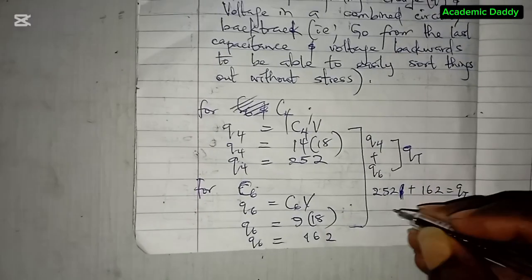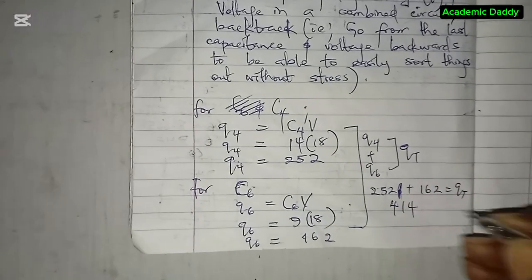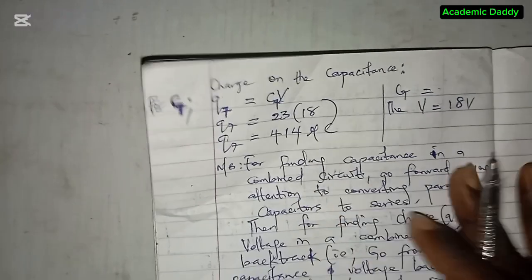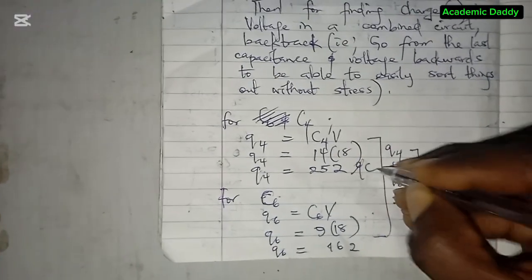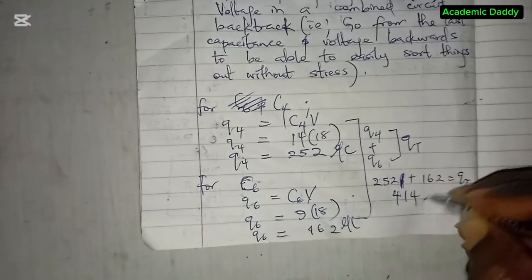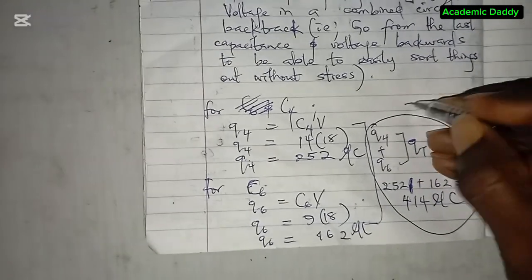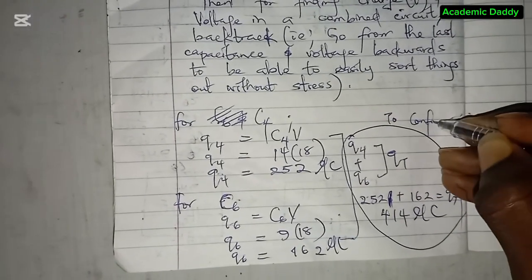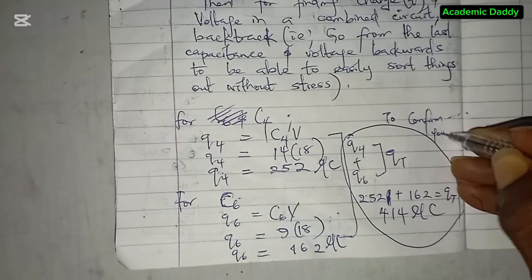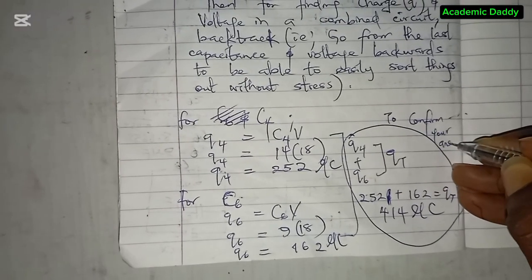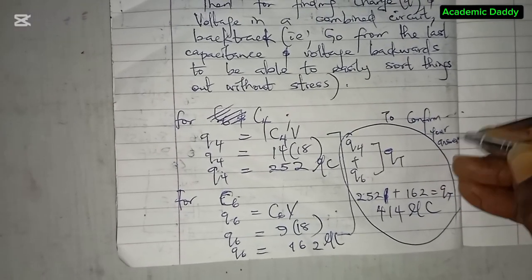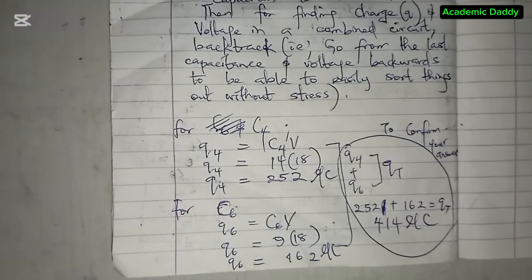You see it? So it will give you 414. And if you remember, this is what we got here. So let's put microcoulomb. So it will give you microcoulomb. So to confirm your answer, so you've gotten that.